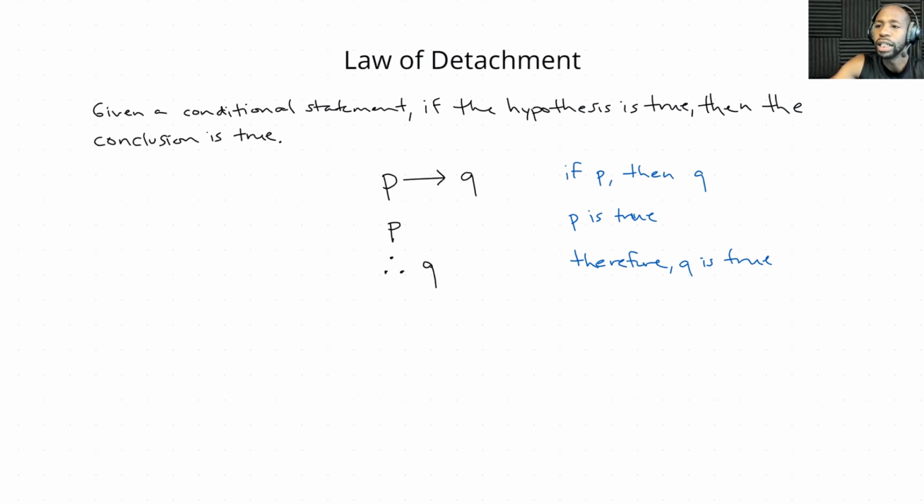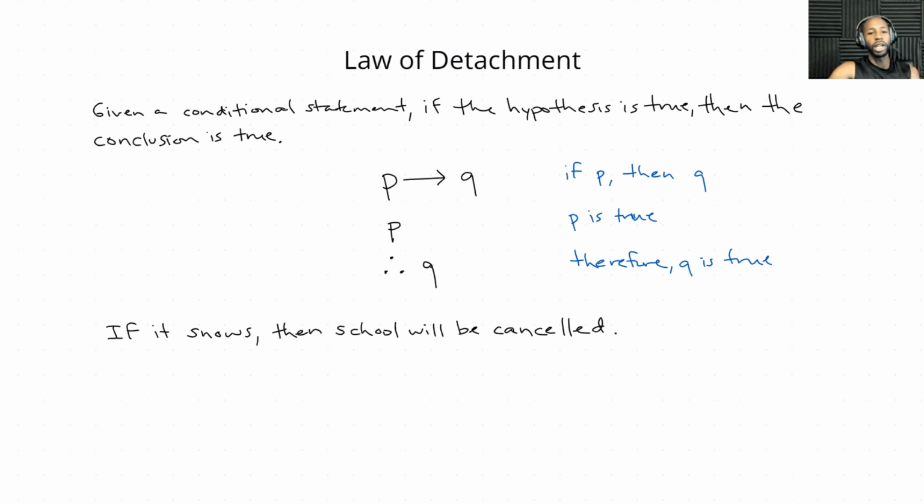All right. So let's say that you have the following conditional statement. Okay, real world example, so to speak. If it snows, then school will be canceled. Okay. So you have your conditional statement. You have your hypothesis, which always follows the if, and then you have your conclusion, which always follows the then. Okay. If it snows, then school will be canceled.